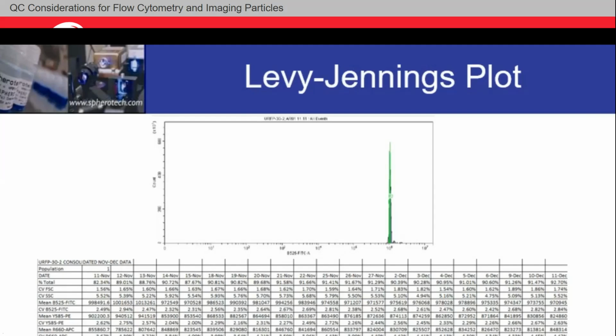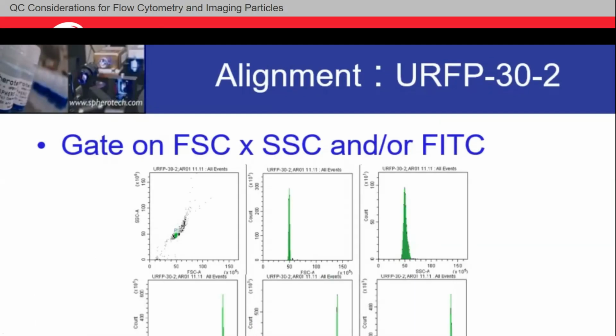Okay, this is very important. So if we look across the bottom, people will say, how do I know if I'm in a good place? How do I know the variance of my CVs in forward and side scatter? How do I know the variance of my MFIs? You need longitudinal data. So a few months ago, I reran these particles because I wanted to have a fresh lot to show for this webinar today.